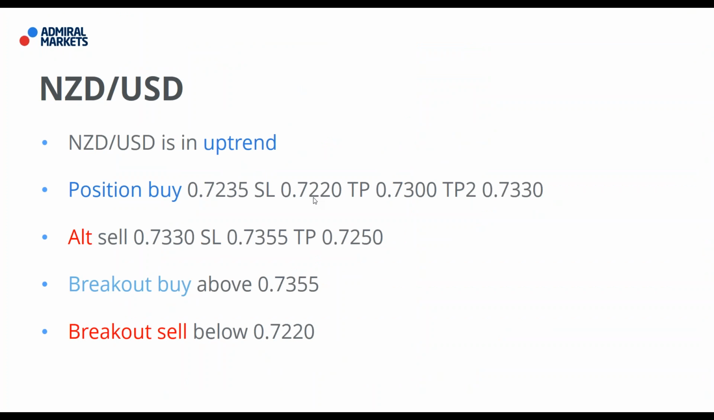Next one is New Zealand dollar, guys. It's still in uptrend, although this uptrend is a little bit weaker than it was a week ago. So we can have a possible buy position around 72.35, stop loss around 72.20, TP 73.00. Now I will show you why only 15 pips of stop loss plus your spread, and TP2 73.30. Sell trade 73.30, stop loss 73.55, and TP is 72.50. Breakout buy above 73.55, breakout sell below 72.25.